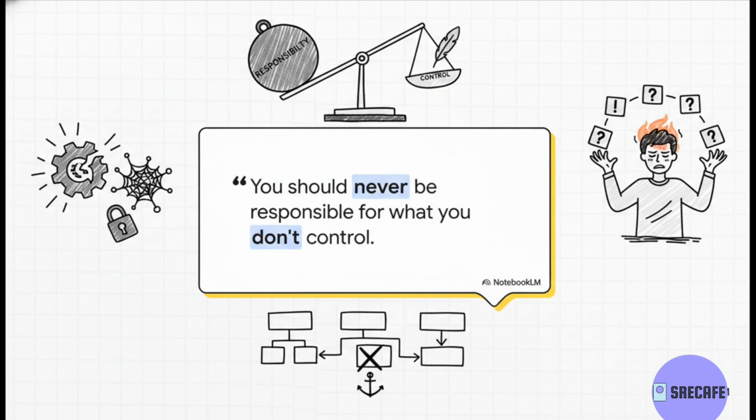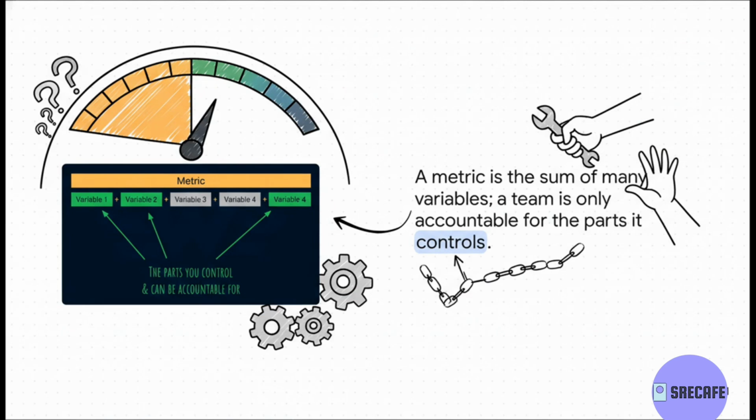This right here, this is a foundational rule for a healthy SRE culture, but it gets violated all the time. See, when you make a team responsible for a metric they can't actually control, you don't get accountability. What you get is burnout, you get frustration, and you get a system that never gets better because nobody has the power to actually fix it.